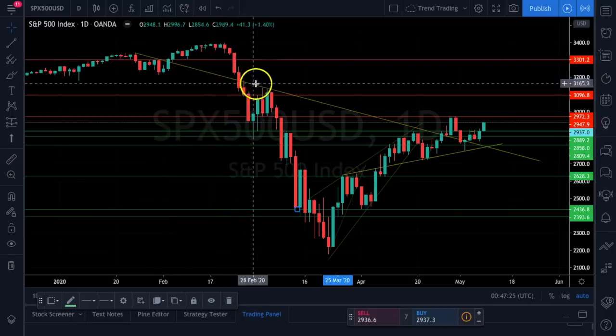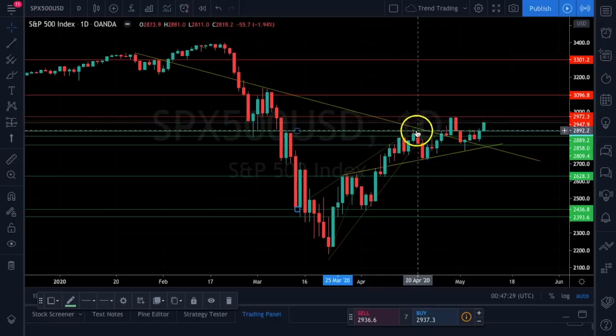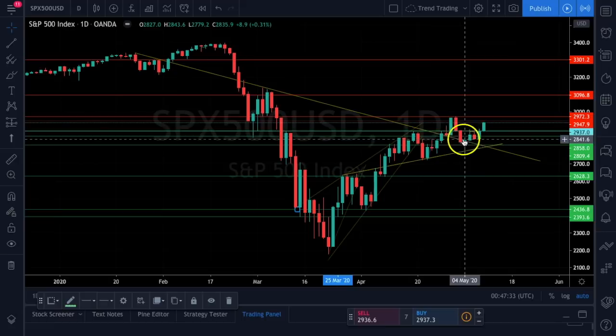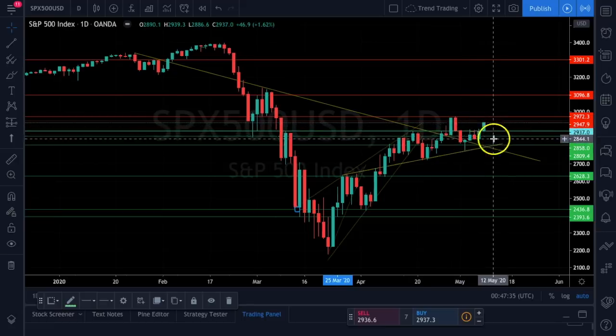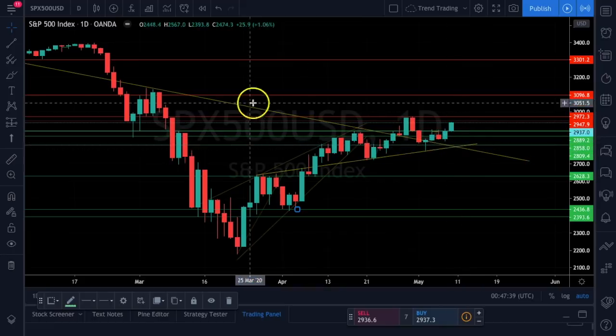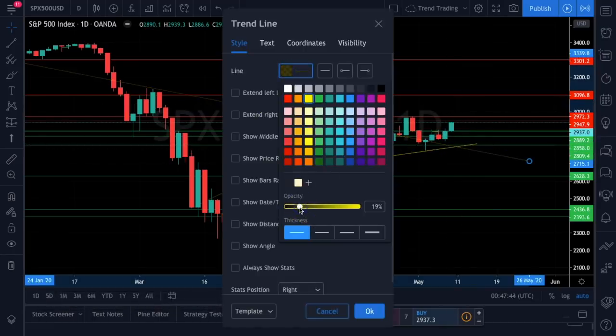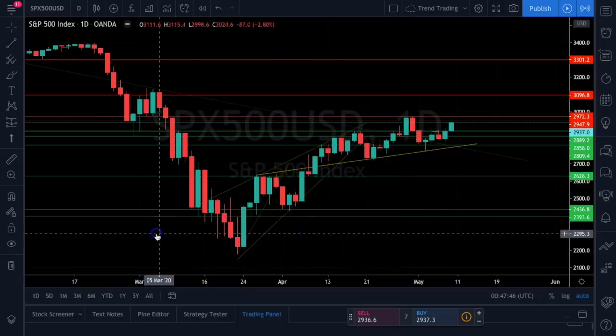On the way down, I use this as a resistance to know when I could lean against, until we broke over here. Since we broke, it has held as support. Once we trade back below this neckline, it looks like we will be testing this trend line once again. When that happens, we'll bring that back into the picture. We don't need to focus in on it right now.